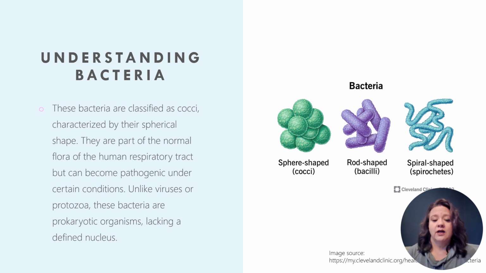These bacteria are classified as cocci, characterized by their spherical shape. They are part of the normal flora of the human respiratory tract, but can become pathogenic under certain conditions. Unlike viruses or protozoa, these bacteria are prokaryotic organisms, meaning they lack a defined nucleus.